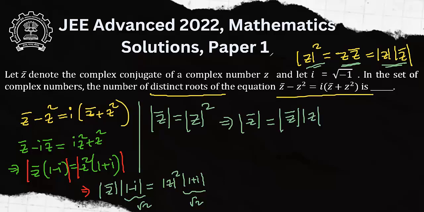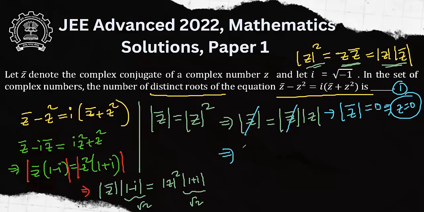So now we have two possibilities here. One possibility is that mod of Z bar is equal to 0. That tells us simply that Z is 0. So the number 0 is one possible solution. If mod of Z bar is not 0, that means if Z is not 0, then I can cancel this out, and I'll be left with modulus of Z is equal to 1.